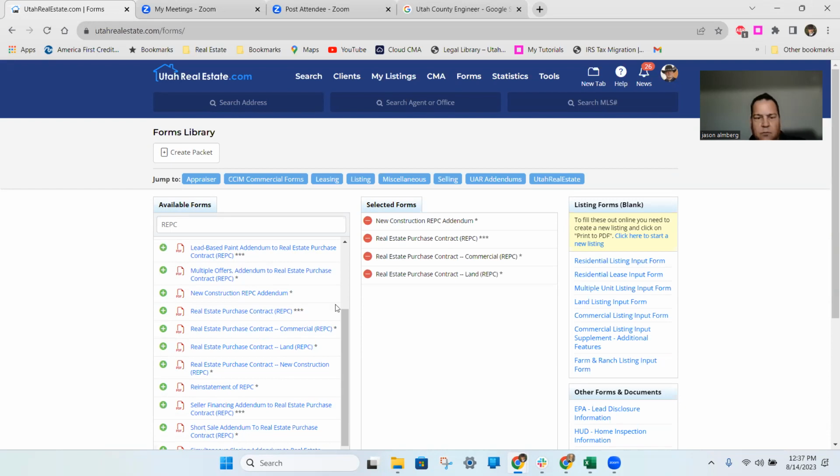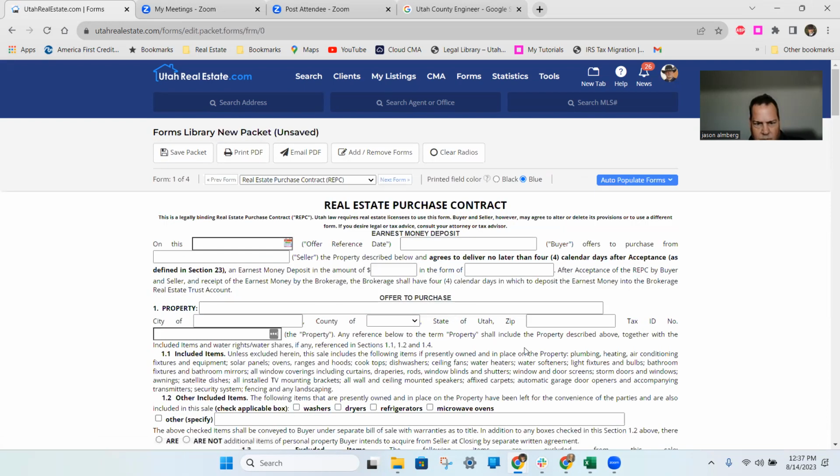Land. Oops, that's the addendum. I want to move that one. Yep. Because these are all used in certain ways. We're going to spend most of our time, obviously, on the standard REPC that we're used to, the real estate purchase contract. But let's take a look at these other ones.